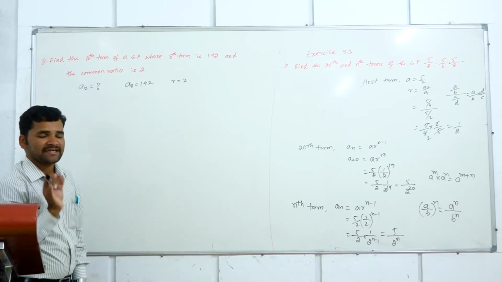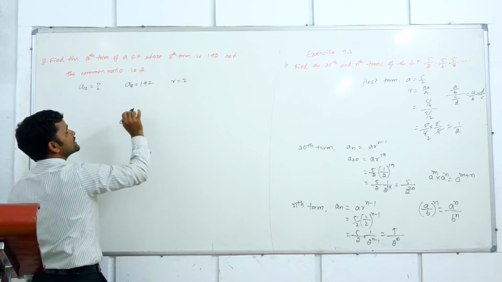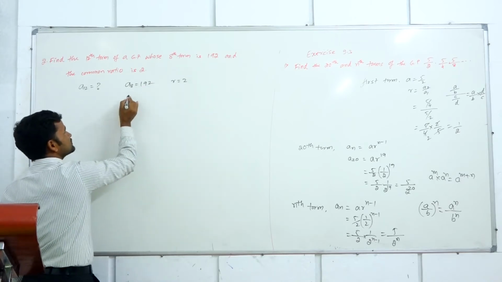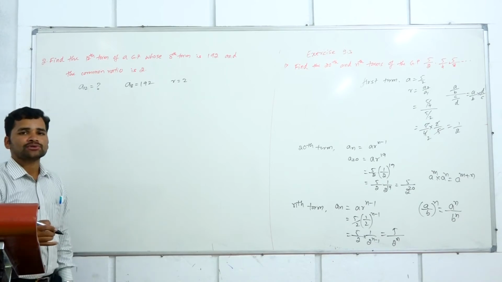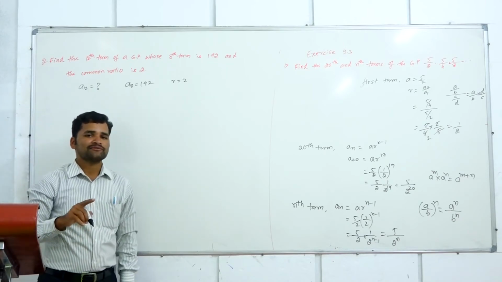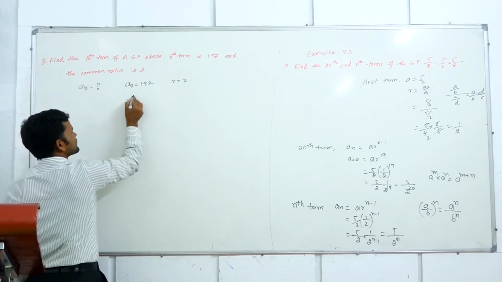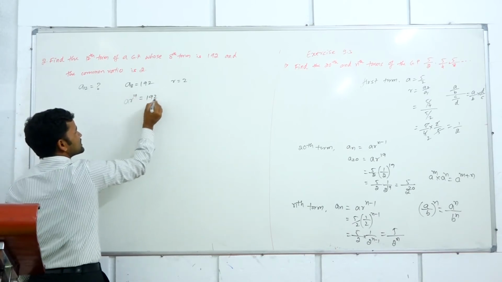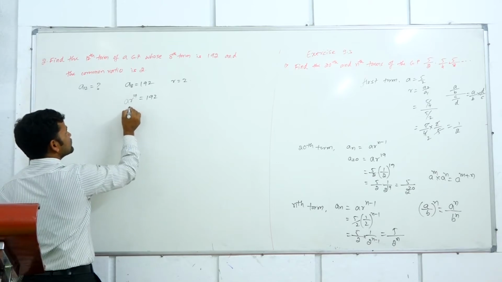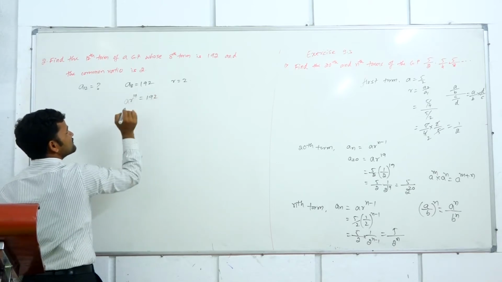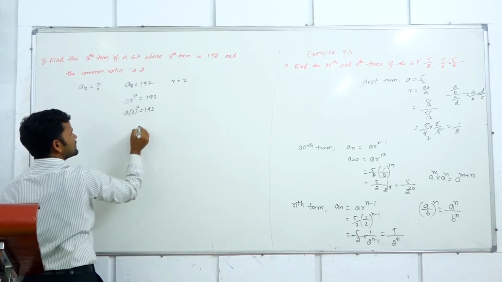Then we need A. To find A, I will use the given. What is given? 8th term is 192. Using the nth term formula, A into R to the power of n minus 1, in place of n, 8 here, means A into R to the power of 7. A into R to the power of 7 is equal to 192. R value is directly given to us, that is 2. A into 2 to the power of 7 is equal to 192.